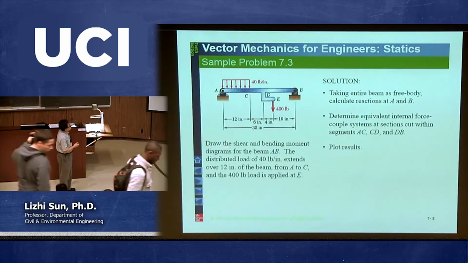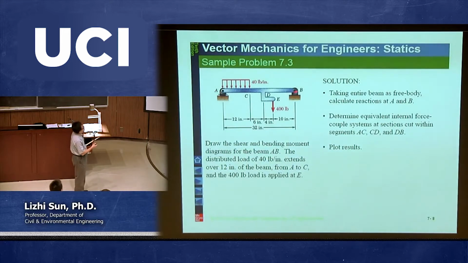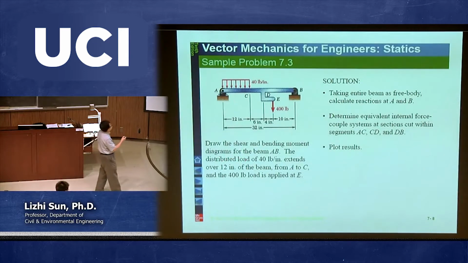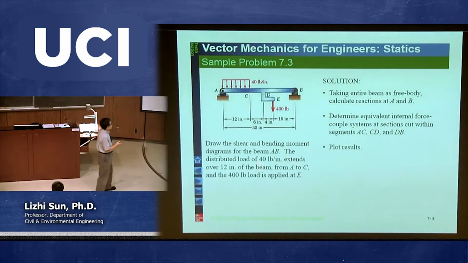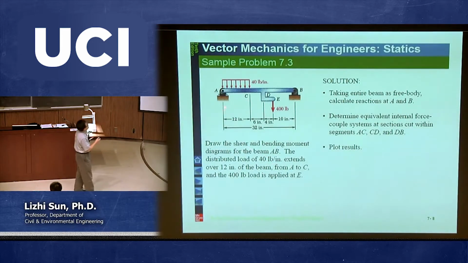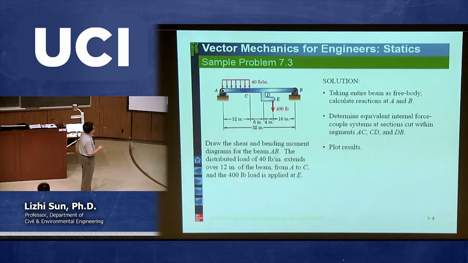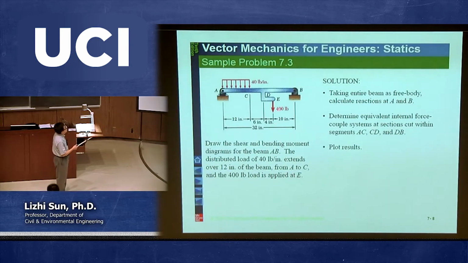Our final goal is to plot the shear diagram and the bending moment diagram for the beam AB given here. The uniform distributed load has an intensity of 40 pounds per inch, extending from A all the way to point C, which means 12 inches from A to C. In addition, there is a 400 pound load applied at point E.